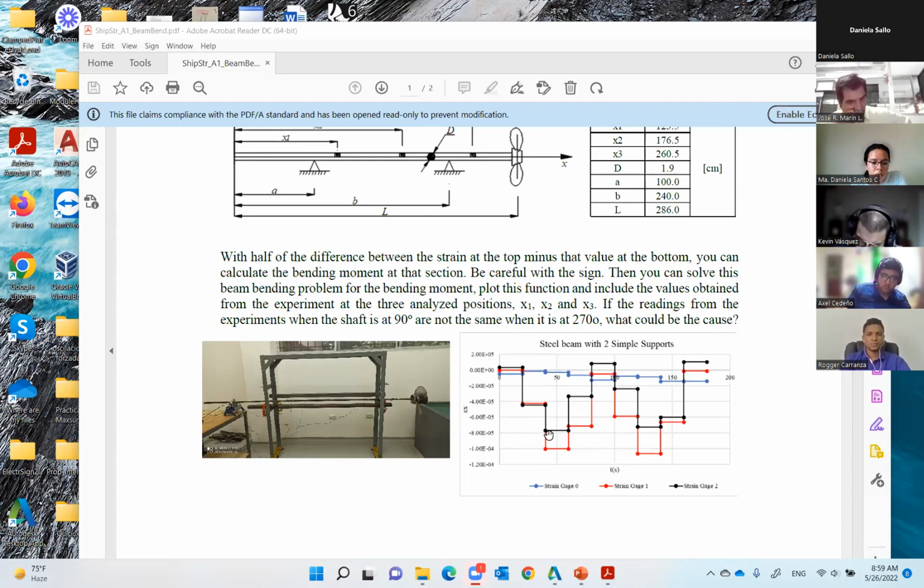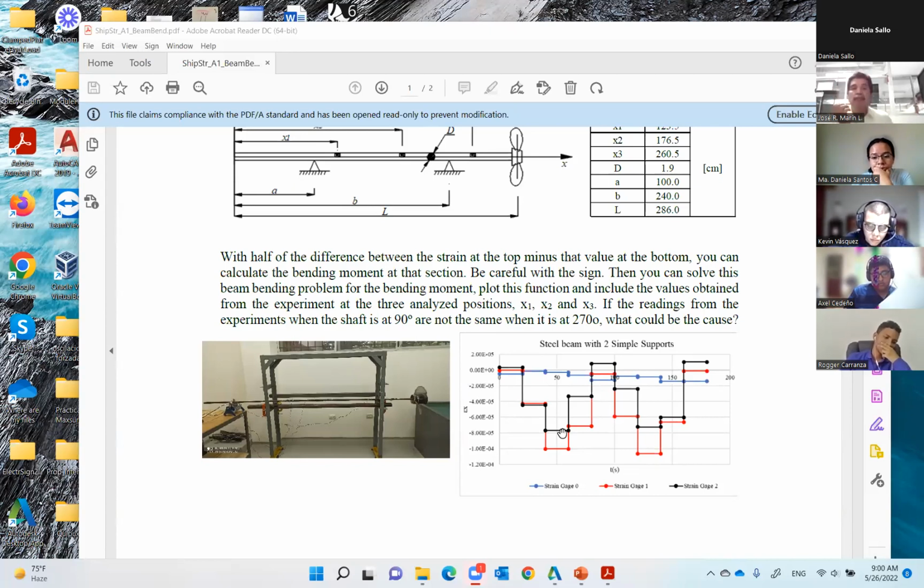Ms. Santos? Yes, so is that why? Yeah, we have to be very careful with the signs, because in these cases, for example, at the top and at the bottom, the difference is positive. So with the same sign, you have to include it in the expression that I just presented. So in this case, the difference is going to be positive.